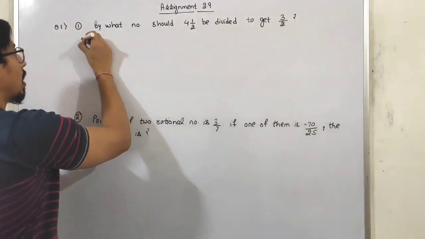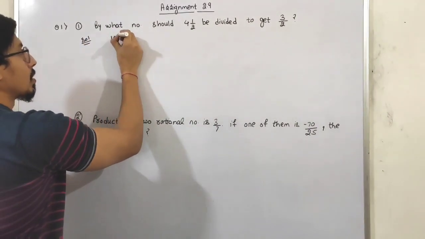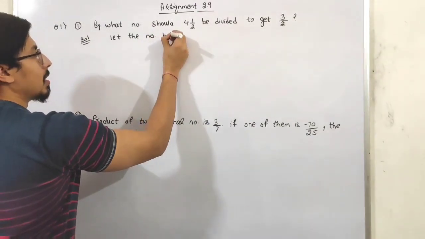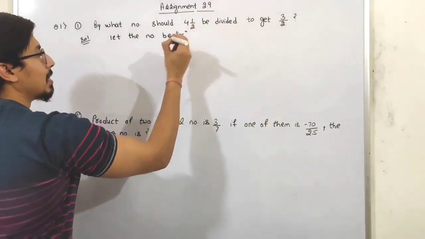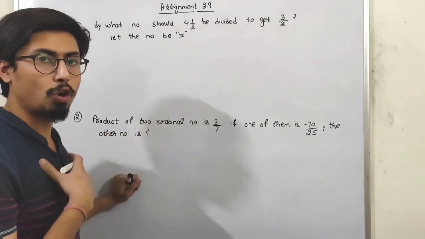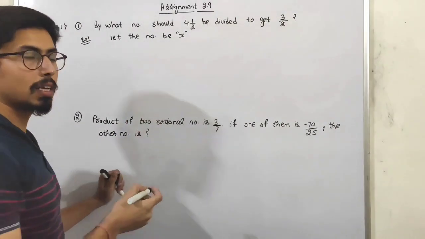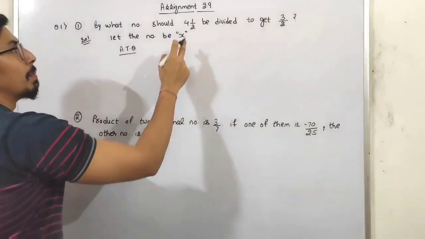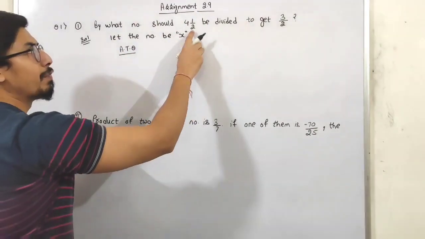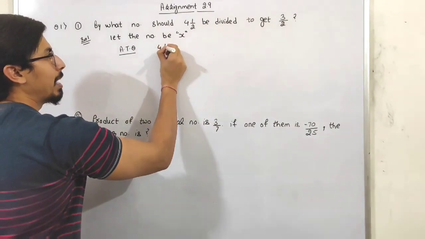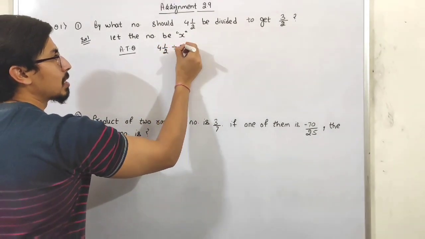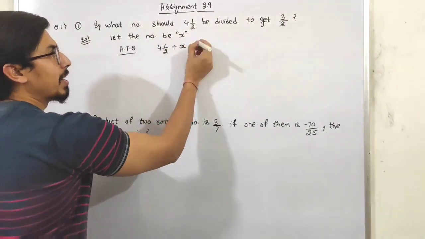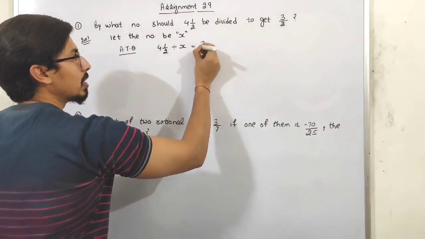So let the number be x. That means the required number that we have to obtain, I assume it as x. So according to the question, by what number will we divide 4 1/2? So 4 1/2 divided by x, because we assume that number as x. After dividing we get 3/2 according to the question.